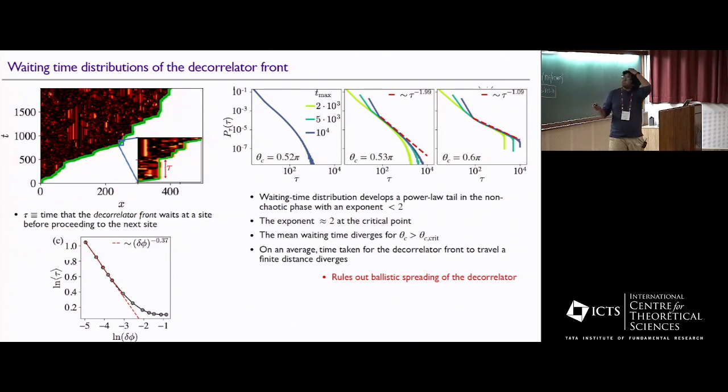And this is nice because if the mean waiting time diverges, then the time taken by the front to move a finite distance also diverges, and that means that there is no ballistic light cone. Of course, it doesn't rule out sub-ballistic spreading of the OTOC, but our numerical calculations show that there is no sub-ballistic spreading of the OTOC. So there are only two phases in our model: one where there is ballistic spreading, and one where there is no ballistic spreading.